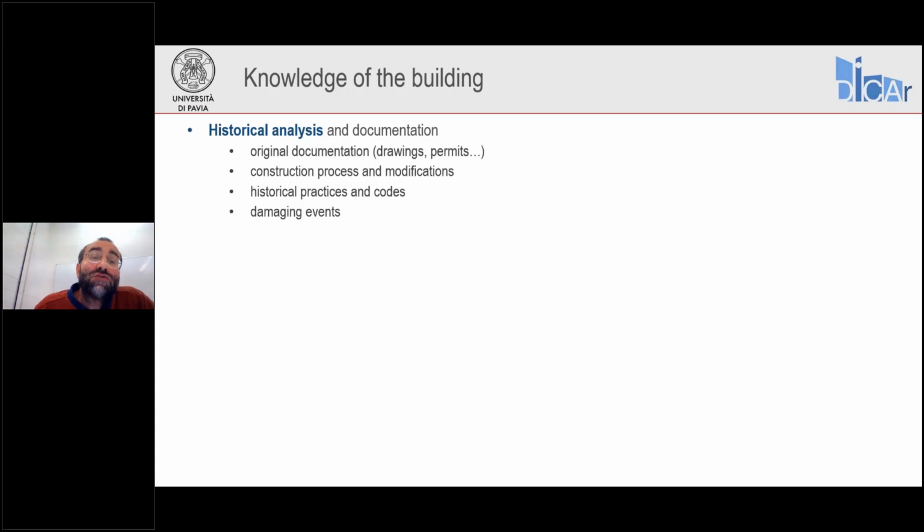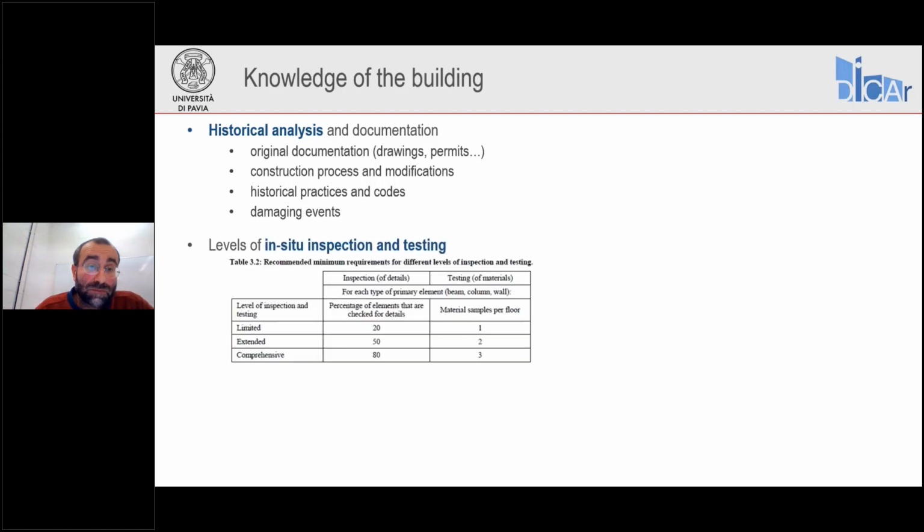We may also need to refer to historical practices and also look for older codes, if there were codes at the time of construction, because this may guide us in understanding how the structure was built. And finally, we also want to find information about any possible damaging event that the building may have undergone, and these events may have created some weaknesses, or they have induced modifications, retrofits, whatever in the past.